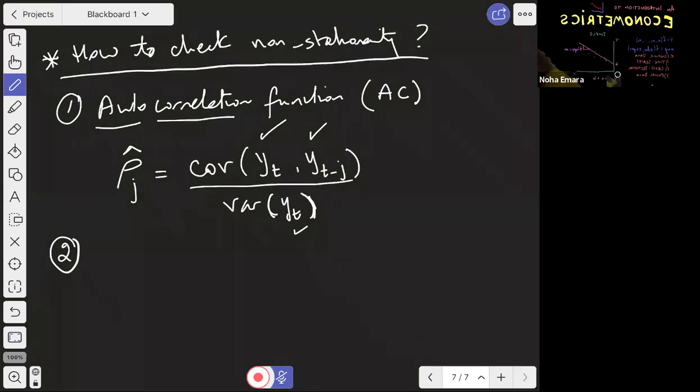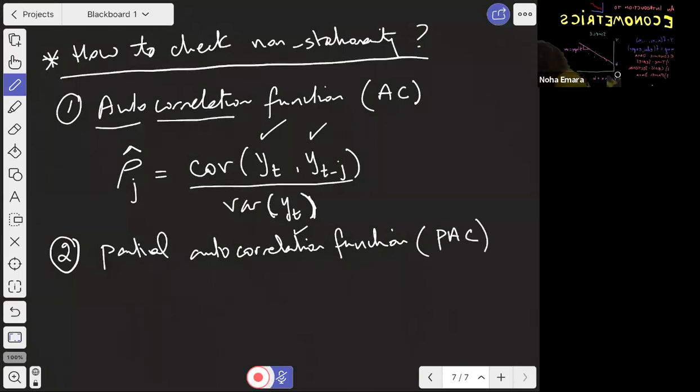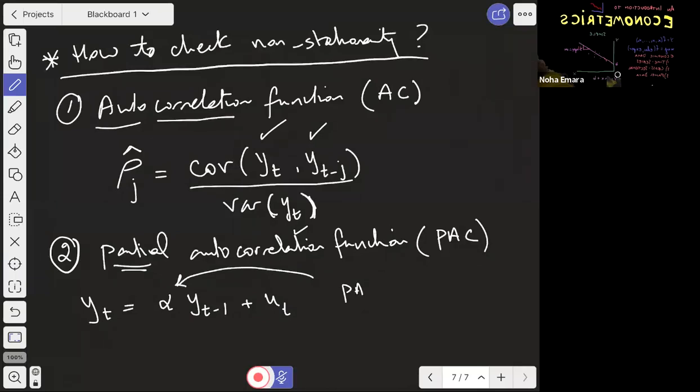The second one is the partial autocorrelation function, and its abbreviation is PAC. This one is related to something that you know, the partial slope, right? So if I'm trying to see how YT is correlated with the previous lag, I'm going to have it as, let's say, alpha times YT minus 1, plus a certain error term, so let's call it UT. So this one is called the partial autocorrelation 1.